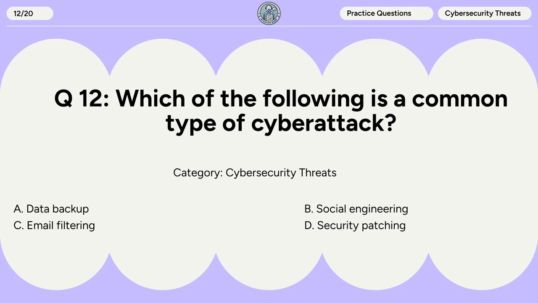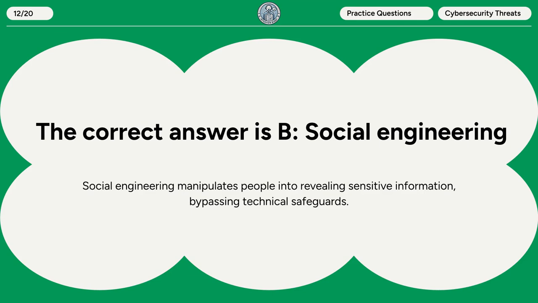Question 12. Which of the following is a common type of cyber attack? A. Data backup. B. Social engineering. C. Email filtering. D. Security patching. The correct answer is B. Social engineering. Social engineering manipulates people into revealing sensitive information, bypassing technical safeguards.